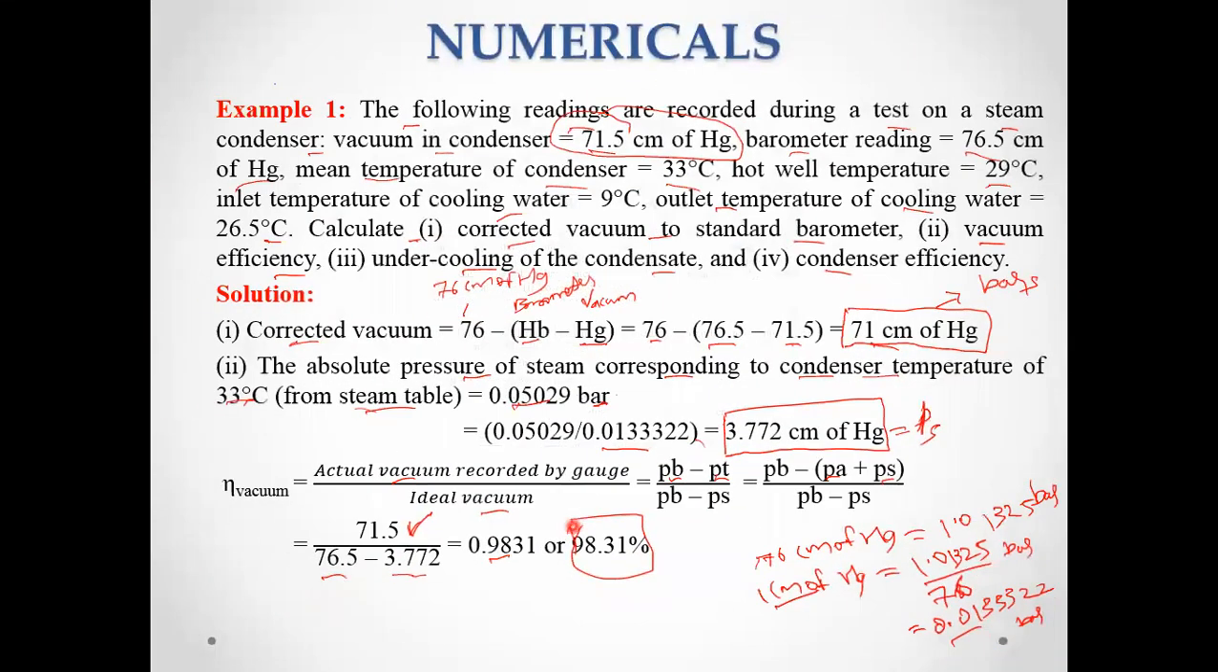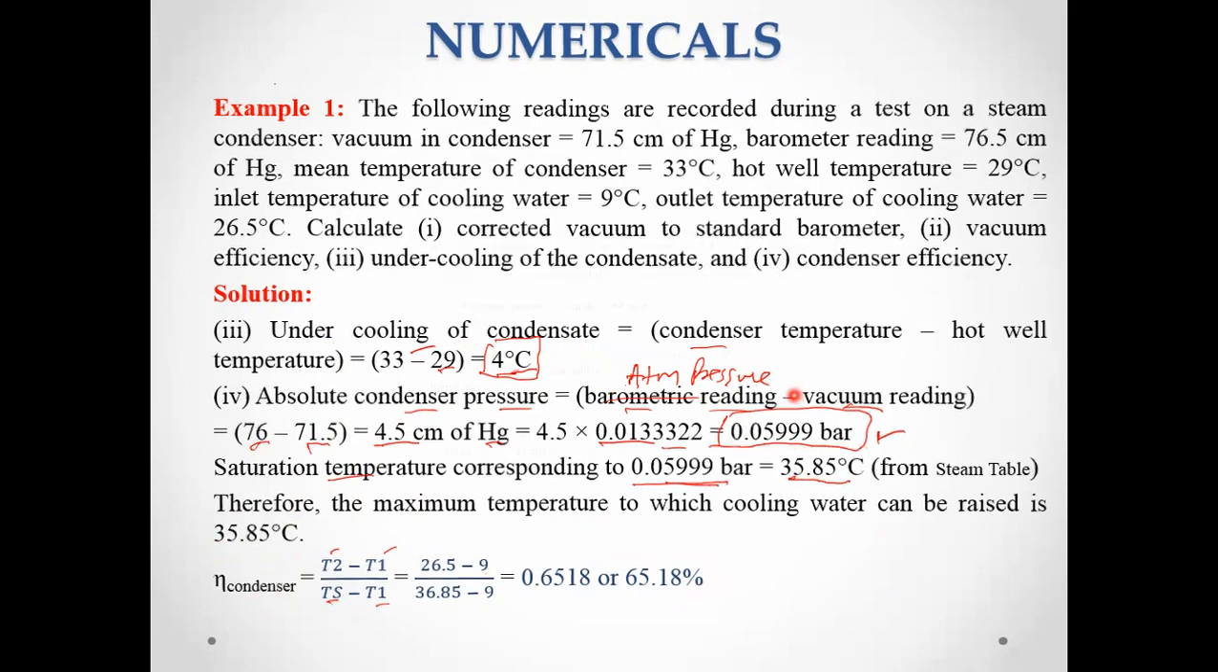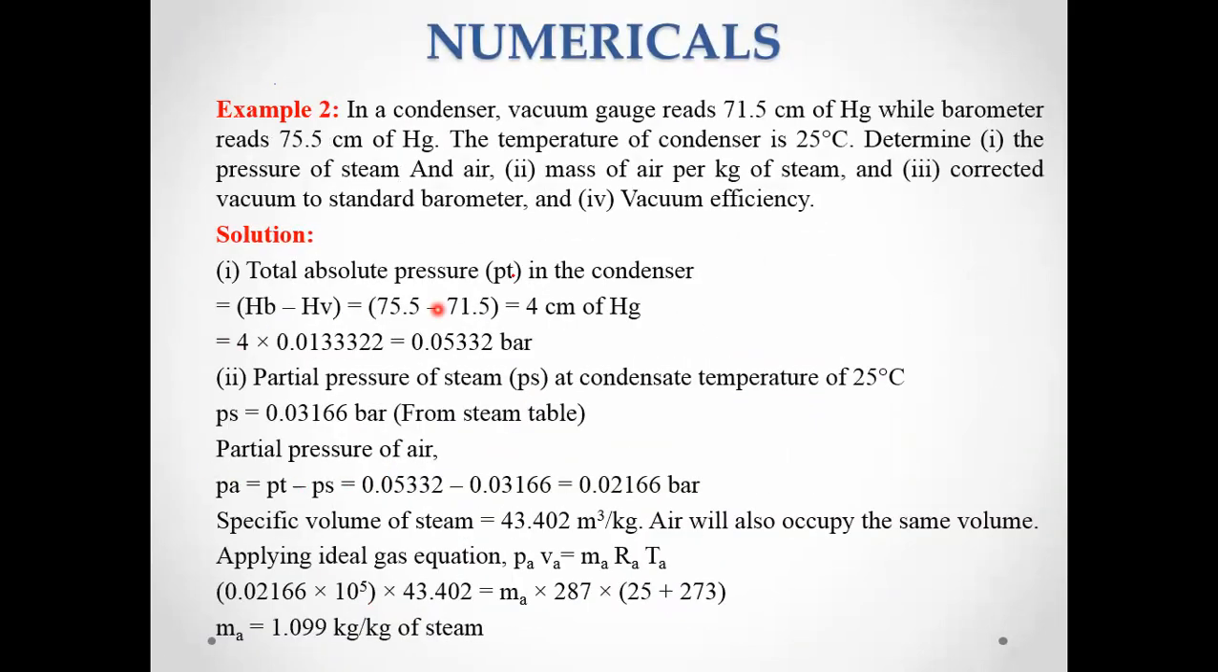I will briefly explain again. First we calculated the corrected vacuum. Then we calculated the vacuum efficiency. Then we calculated the undercooling of the condensate. Then we calculated the condenser efficiency. To calculate the condenser efficiency we require the saturation temperature, and we get the saturation temperature through the condenser pressure. The condenser pressure is the atmospheric pressure minus the vacuum gauge reading. Next, we will discuss the next problem.